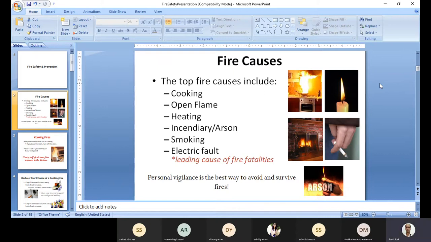Otherwise, these candles and all these open flames are not very common in other buildings. Then heating. Heating is basically related to chimneys. Currently we are avoiding it. Centralized air conditioning and heating, that is, heating, ventilation and air conditioning centralized in a building, is a new approach. So old chimneys won't find a big application in modern buildings.